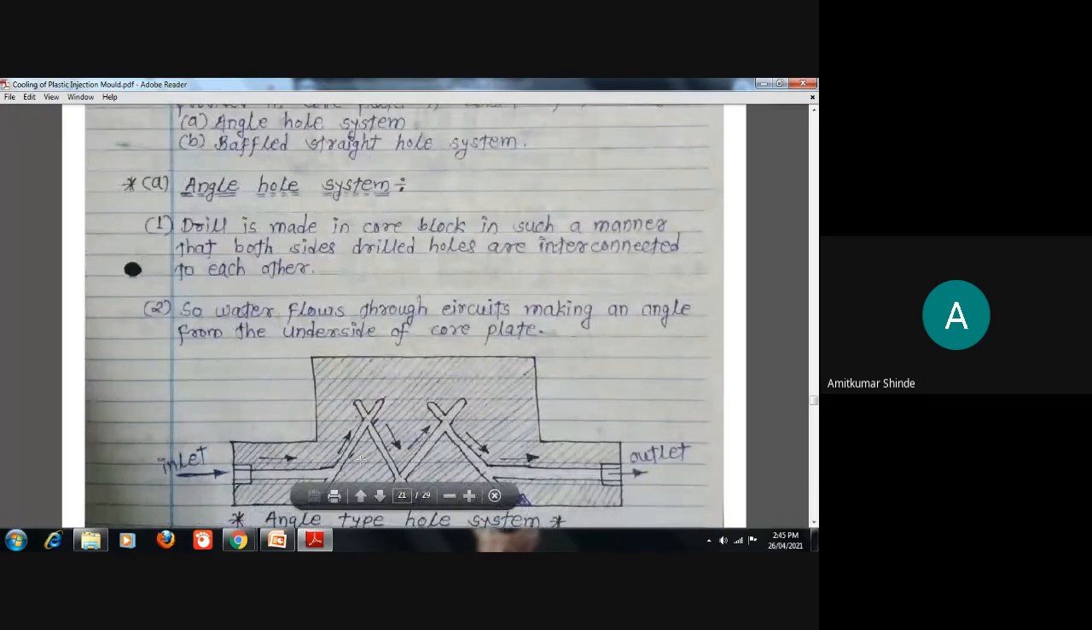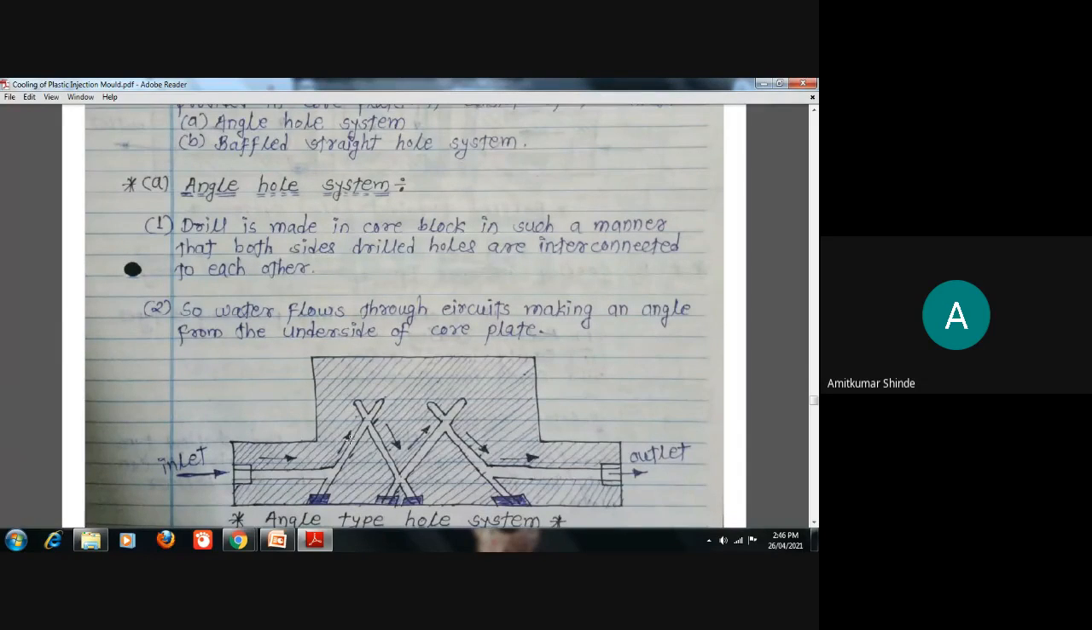This is the diagram. In the core plate itself we are going to make these holes, and these holes from both sides are interconnected to each other. Then working fluid or water will enter from this inlet and it will be taken out from this outlet.